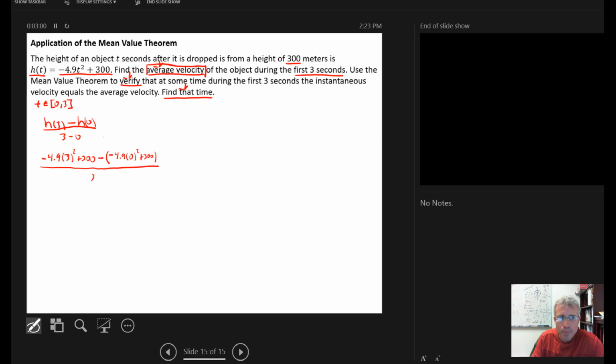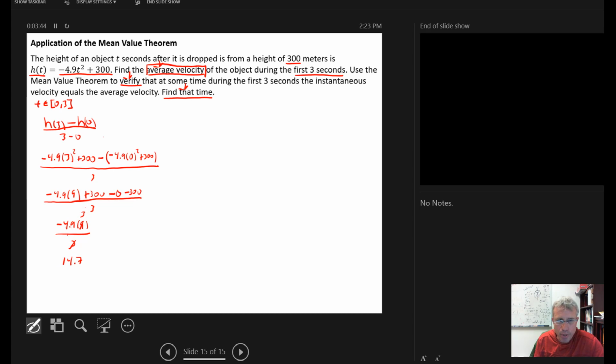Negative 4.9 times 3 squared, so it's negative 4.9 times 9 plus 300 minus negative 4.9 times 0 is just 0, so it's minus 0. Minus and plus makes minus 300 all over the change in time. 300 minus 0 minus 300 is just 0, so we get negative 4.9 times 9 over 3. And 3 goes into 9 3 times, so we get negative 4.9 times 3. So 3 times the 9 is a 27. Carry the 2, we get 3 times 4 is 12, plus 2 is 14.